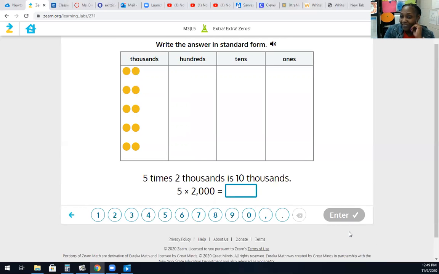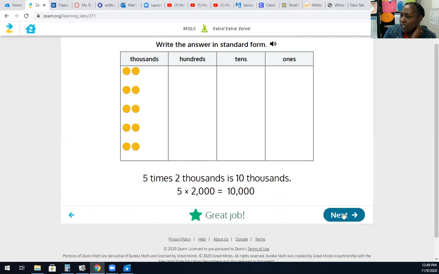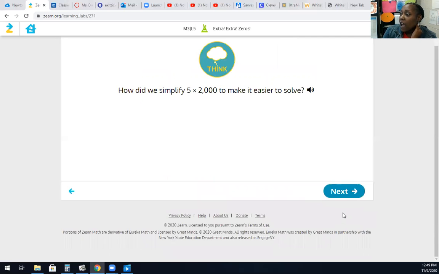Okay. What is that in standard form, friends? Count it. 2,000, 4,000, 5,000, 6. Oh, Miss Everett's not even counting right. Look at this. 2,000, 4,000, 6,000, 8,000, 10,000. Sometimes we do silly things like get numbers mixed up. 5 times 2,000 is 10,000. Great job, friends.